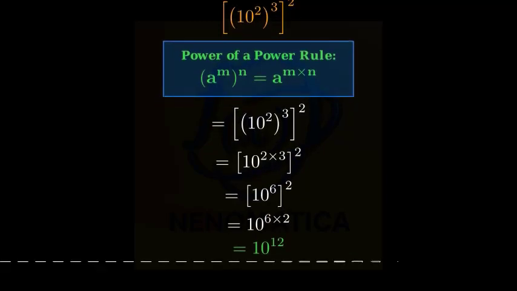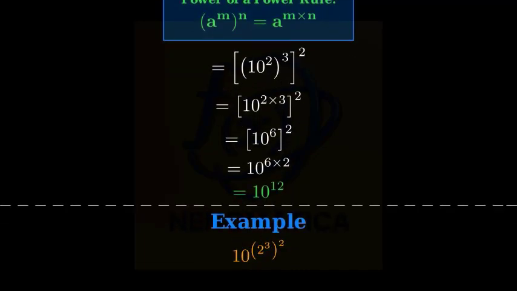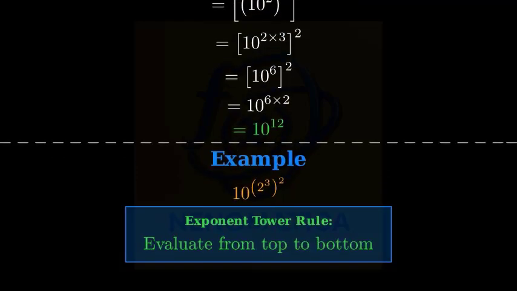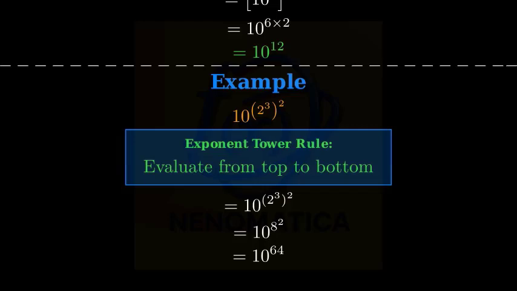Let's move on to another example. Here we have 10 raised to the power of 2 cubed, and then that entire exponent is squared. Remember that when we have a tower of exponents, we must evaluate from top to bottom. First, we evaluate 2 cubed, which equals 8. Then we square this result, getting 8 squared, which is 64.